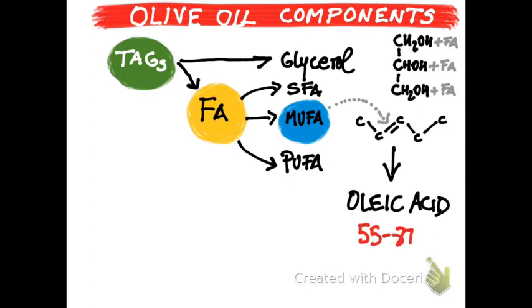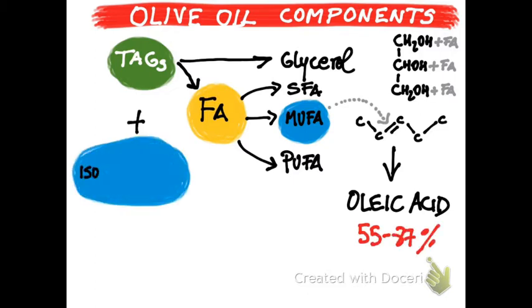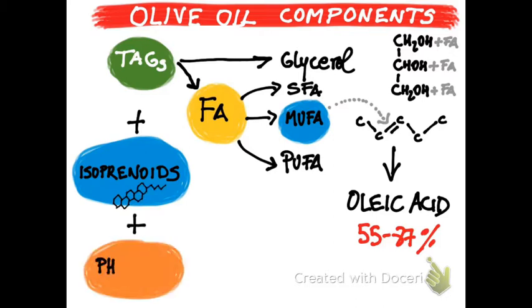And then the most important fatty acid that we can find in olive oil is the oleic acid. The oleic acid contains 18 carbons and 1 double bond. And depending on the variety of olive oil, we can find the concentration between 55 and 87%. So it is the most important fatty acid in olive oil.